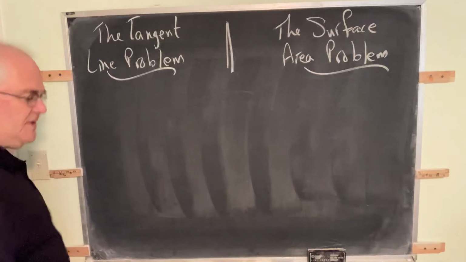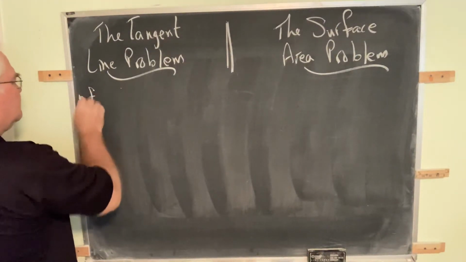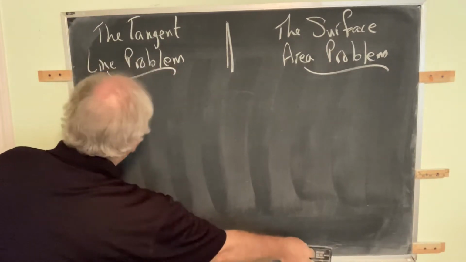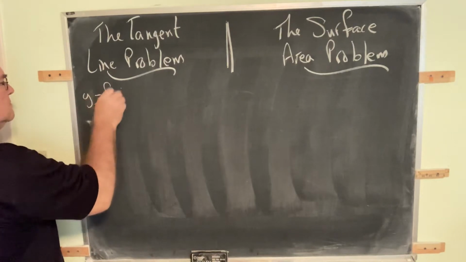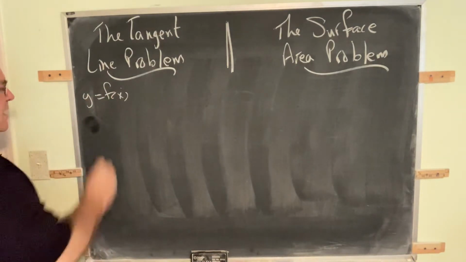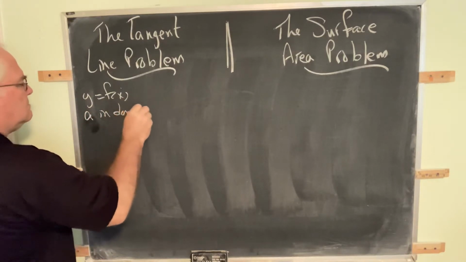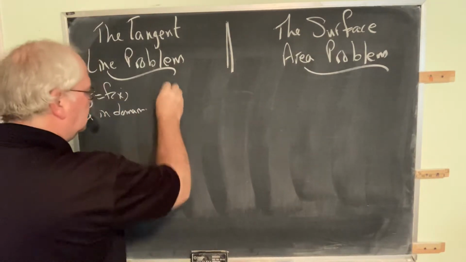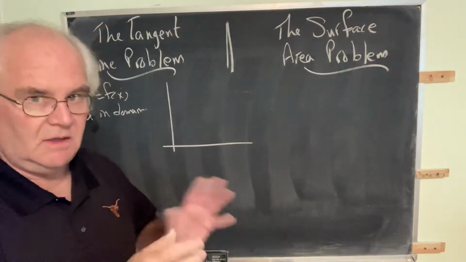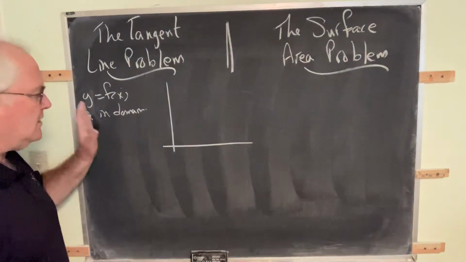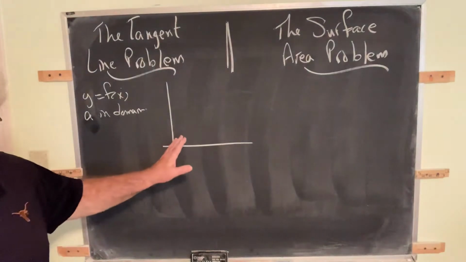The tangent line problem says this. Let's suppose we have a function, and let's suppose we have a in the domain. It turns out there are a few other assumptions we need to make, and we'll get there when we get there. But for now, let's assume all those assumptions we require are being made, more to come later on.